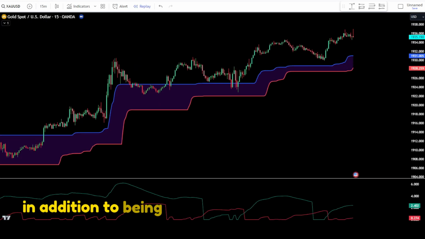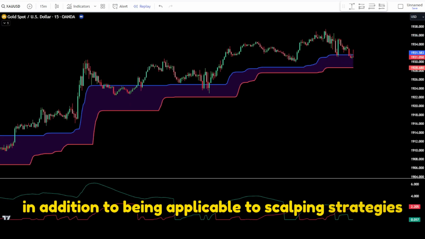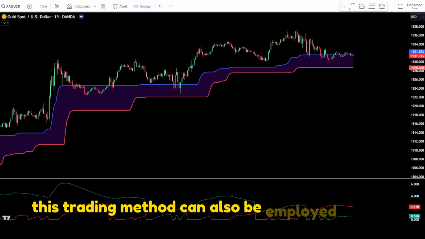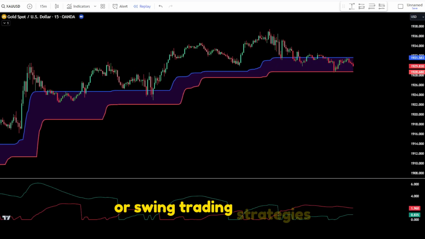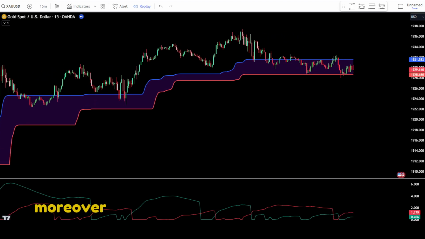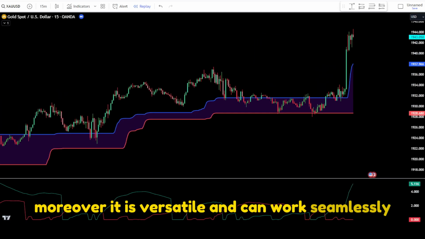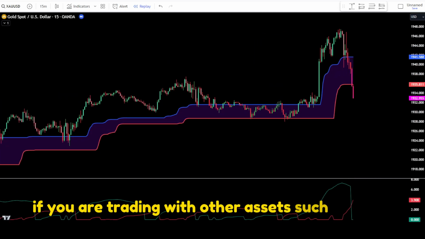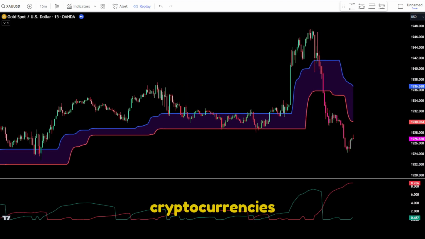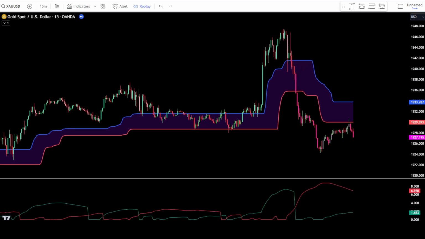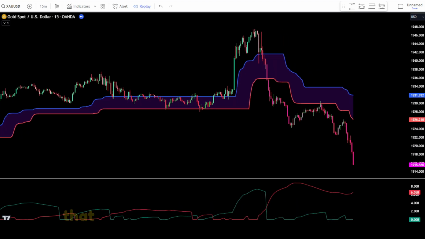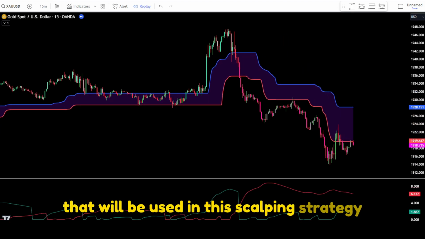In addition to being applicable to scalping strategies, this trading method can also be employed in daily or swing trading strategies. Moreover, it is versatile and can work seamlessly if you are trading with other assets such as Forex, cryptocurrencies, stocks, or futures. Now, let's incorporate the indicators that will be used in this scalping strategy.